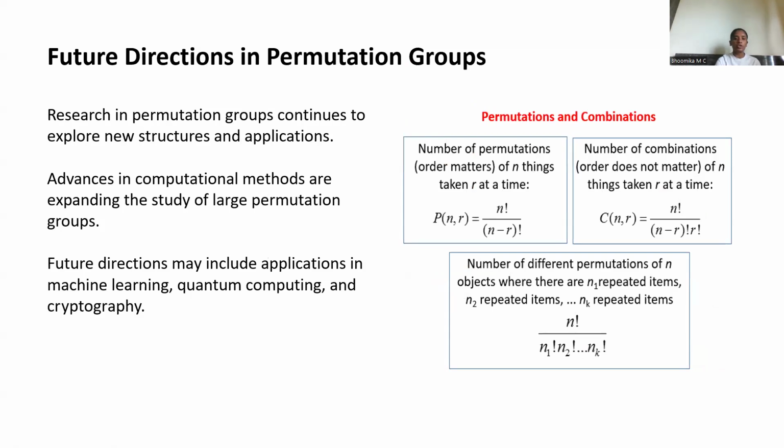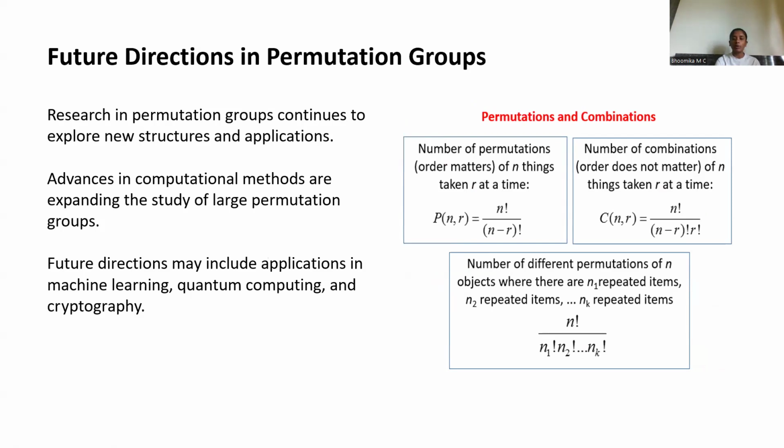Future directions in permutation groups. Research in permutation groups continues to explore new structures and applications. Advances in computational methods are expanding the study of large permutation groups. Future directions may include applications in machine learning, quantum computing, and cryptography.